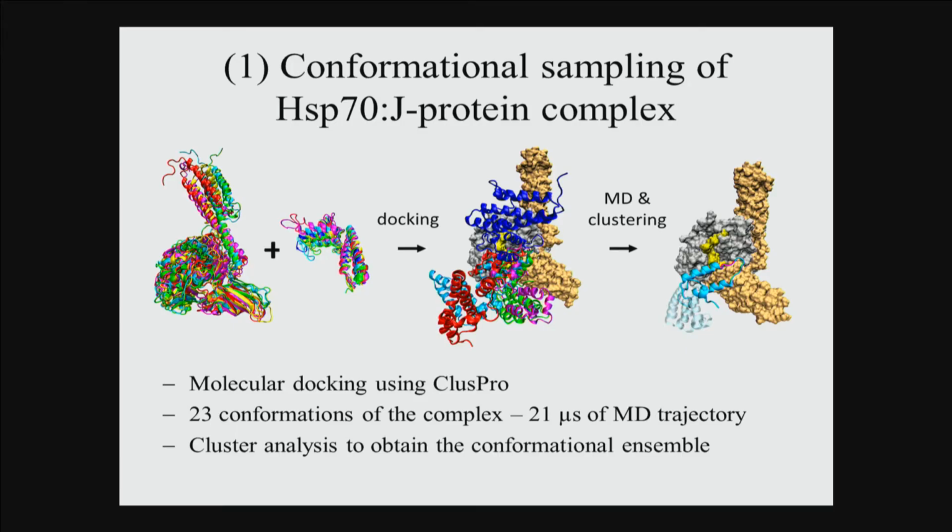They just shook a bit, and they converge into a cluster of bound J protein to the Hsp70. And we are lucky enough that half of the overall trajectory was our conformational ensemble, and that's the central structure of this ensemble.